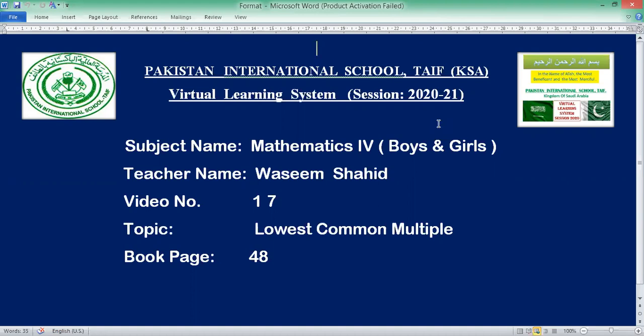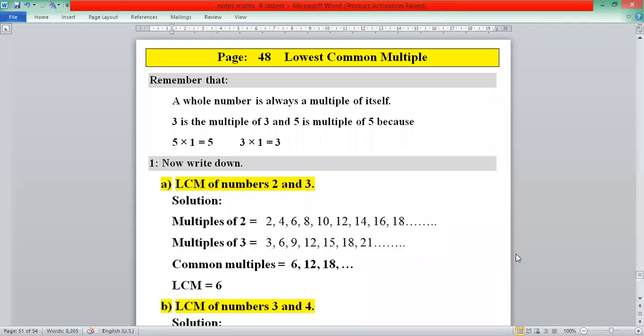Today is our 17th lecture, and in this lecture, we shall learn about lowest common multiple. This topic is given in your book, page 48. Let us start from book page 48. In book page 48, we shall discuss about lowest common multiple.